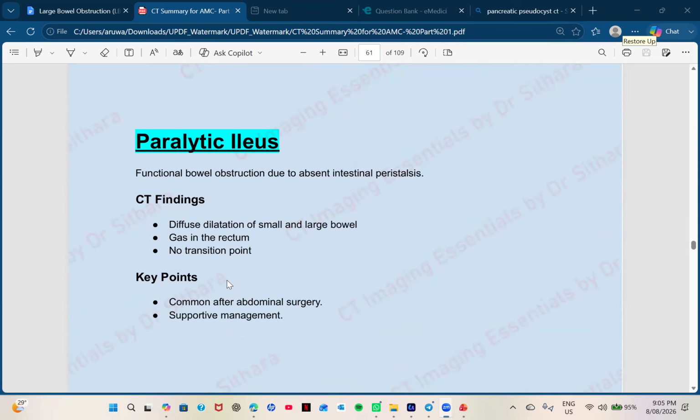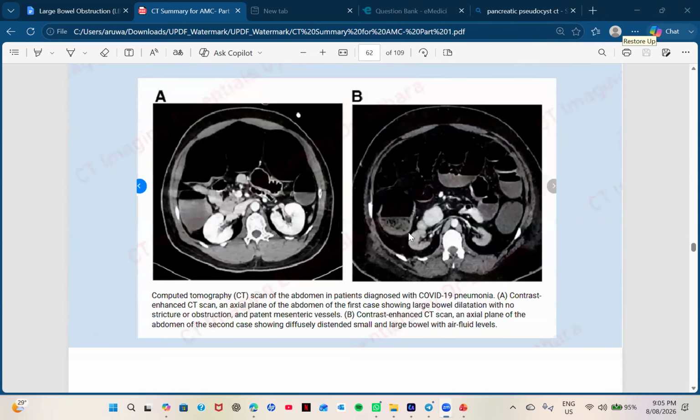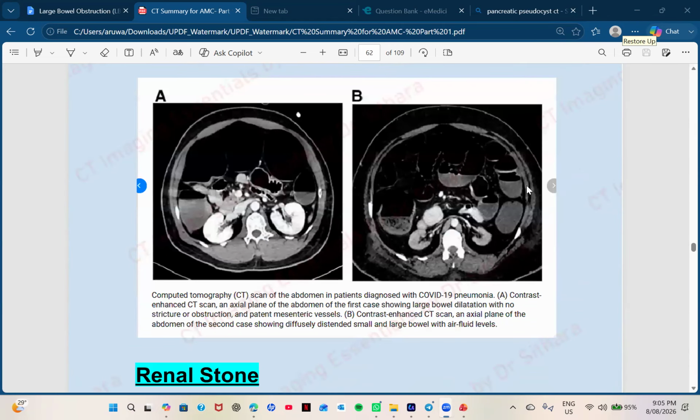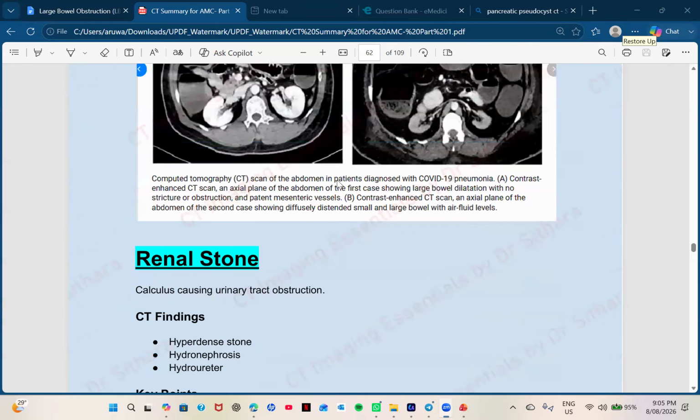You can see the gas in the rectum, but not in all cases. Okay, you can see gas in the rectum, diffuse dilatation of the small bowel and the large bowel, right? Here you can see the large bowel and here the small bowel as well. Okay, those are not very important for CT images, but they are important on X-rays.